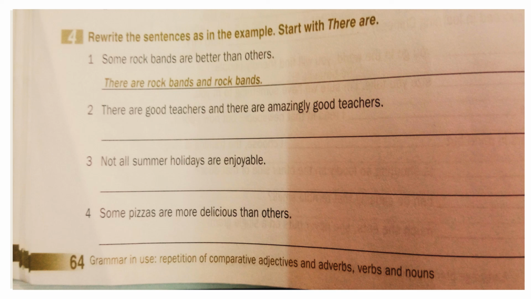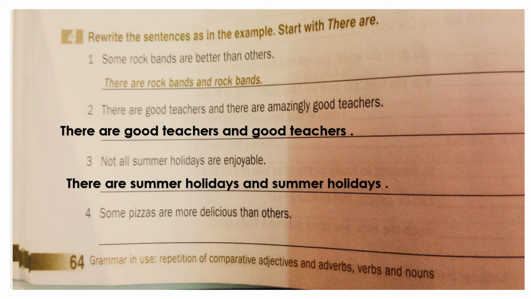Number 2: there are good teachers and there are amazingly good teachers. Which noun do we repeat to show differences between teachers? There are good teachers and good teachers. Not all summer holidays are enjoyable, so we can say there are summer holidays and summer holidays. The last one: some pizzas are more delicious than others. You can say there are pizzas and pizzas. I will stop here, my lovely students. Please copy the correct answers in your student book and workbook. Thank you very much.